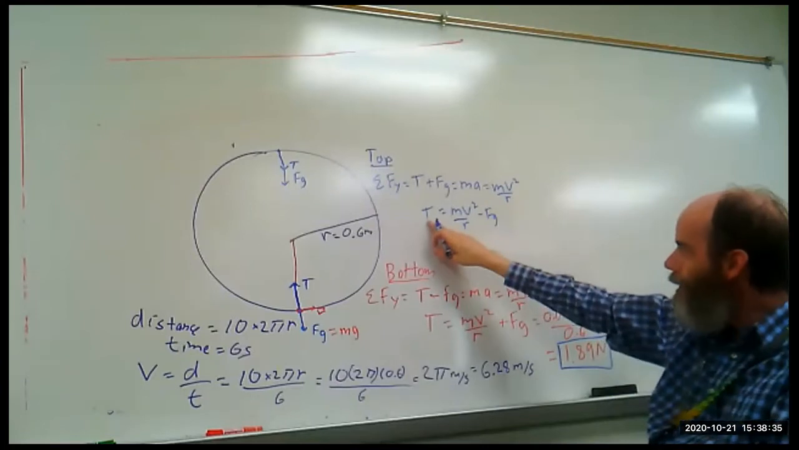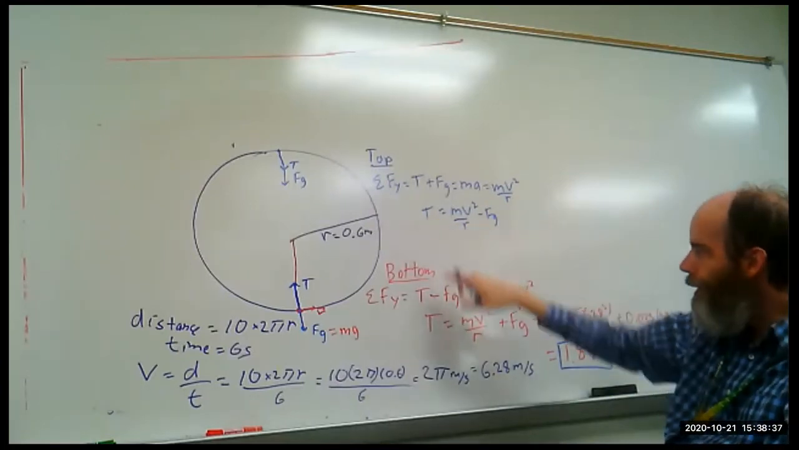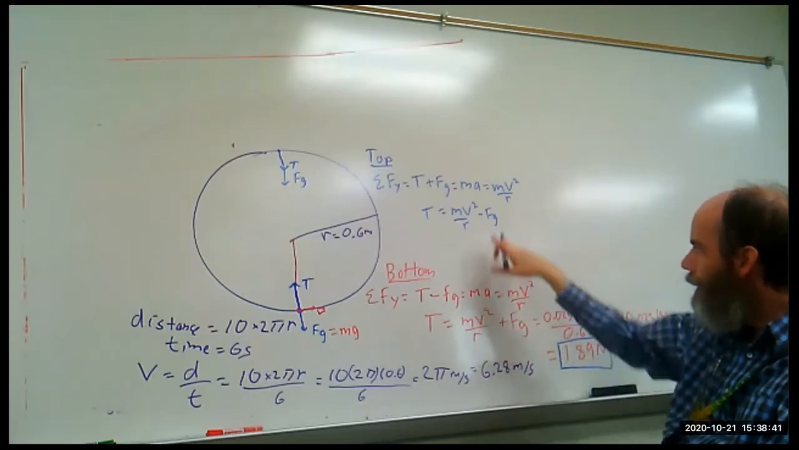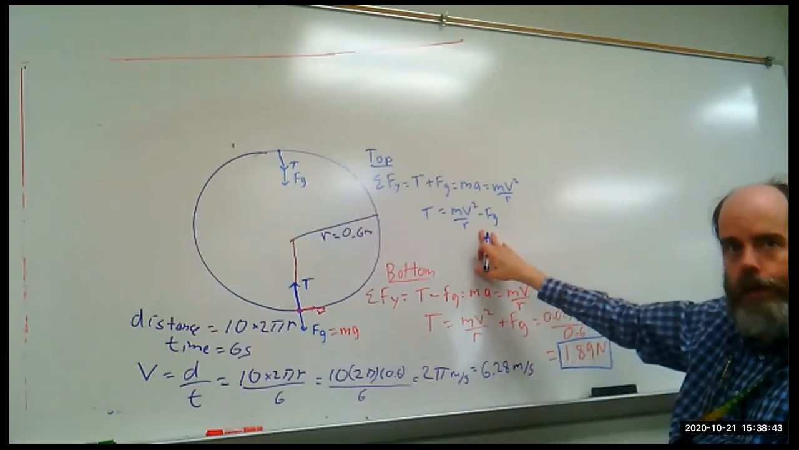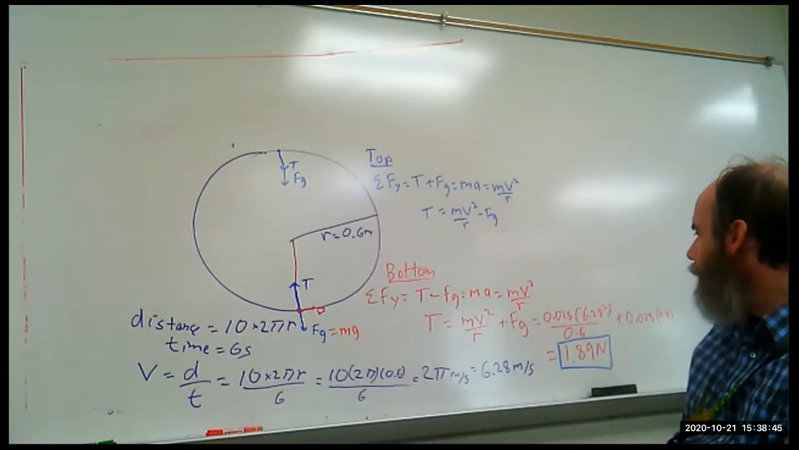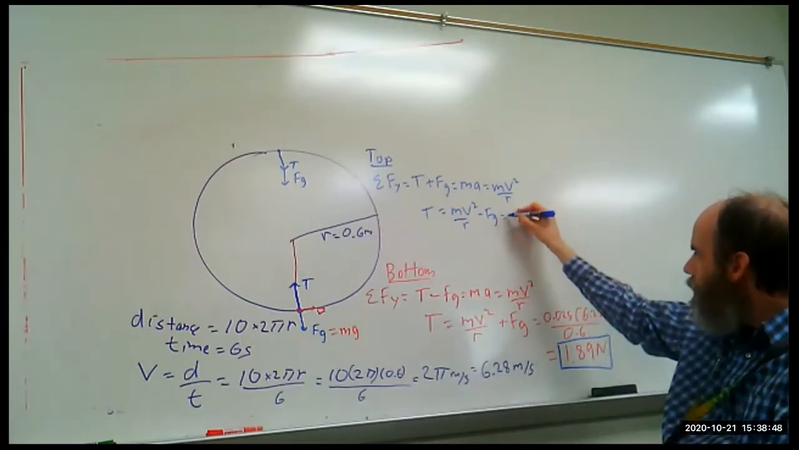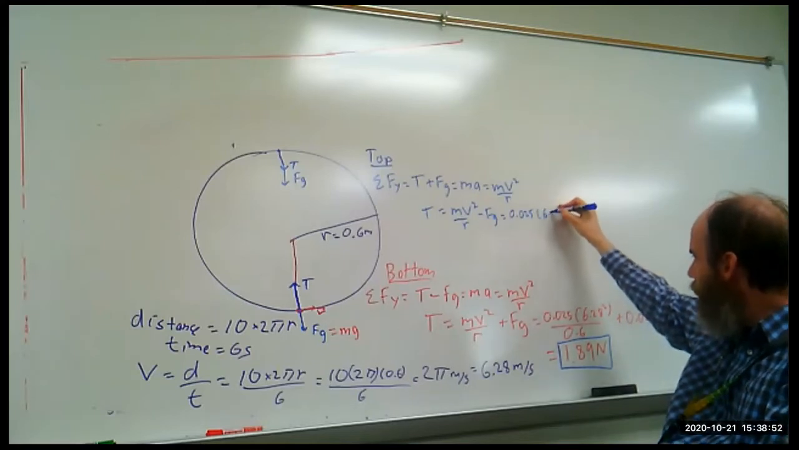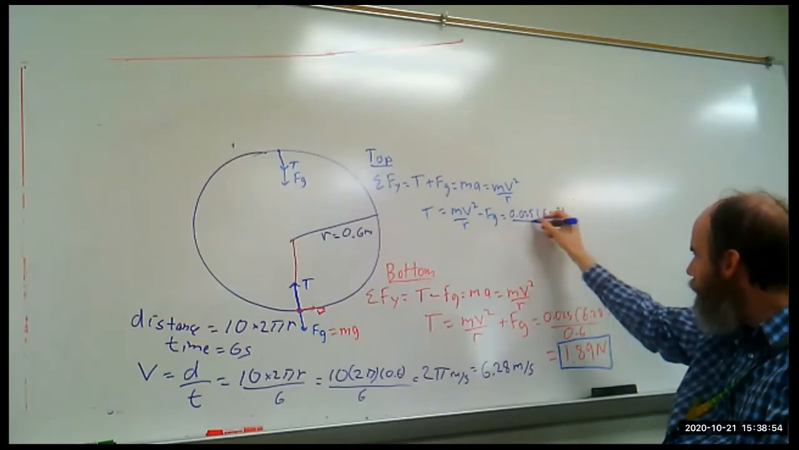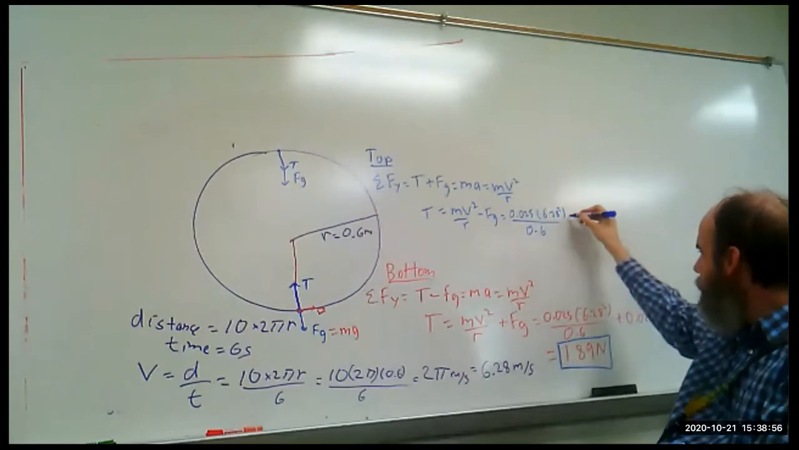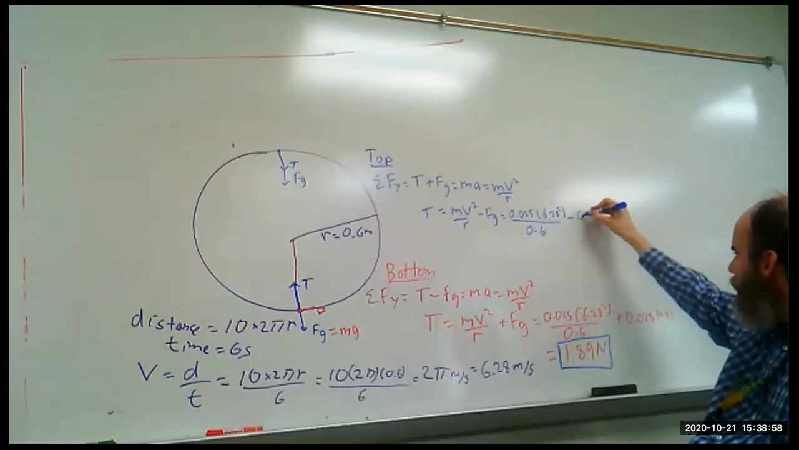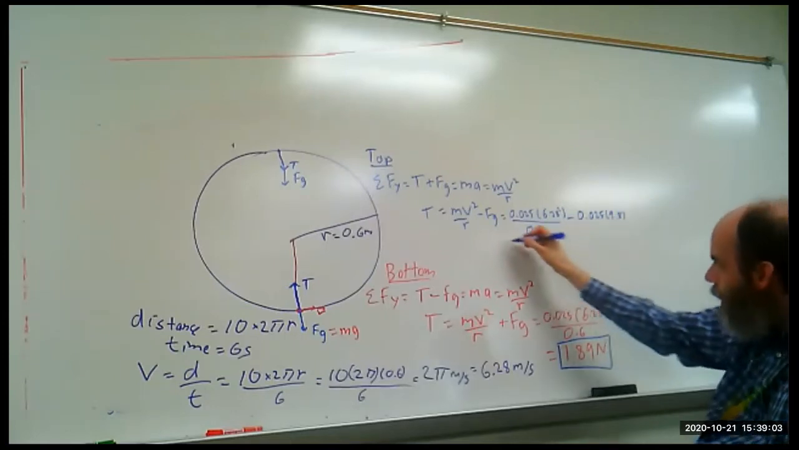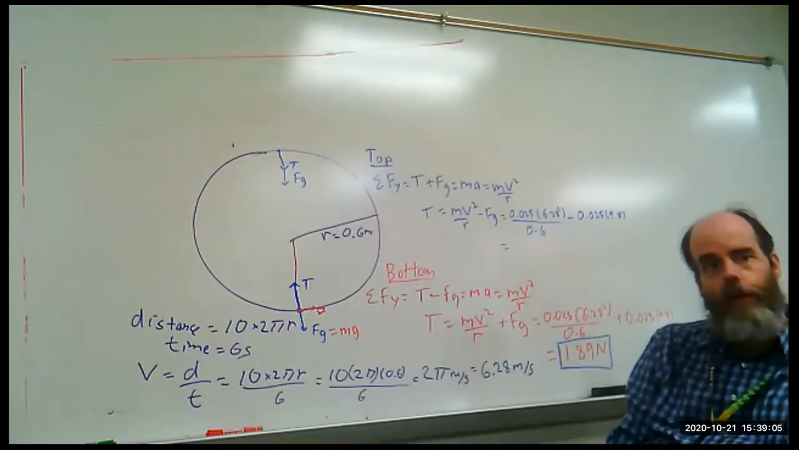And you can see the tension is lower at the top than it is at the bottom. At the bottom, we have to add Fg. At the top, we subtract Fg. Putting in the numbers, 0.025 times 6.28 squared over 0.6 minus mg, 0.025 times 9.8. And I believe that is equal to 1.4 newtons.